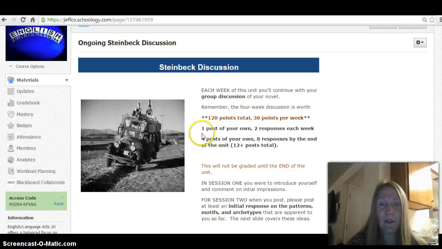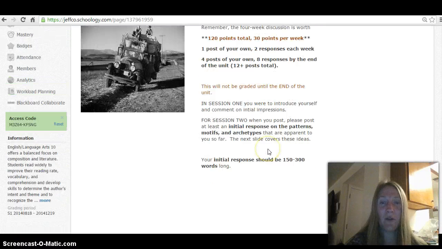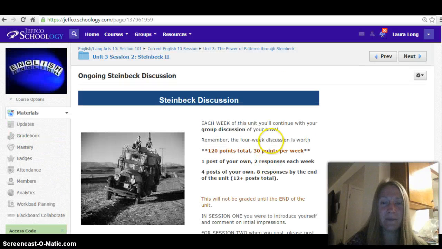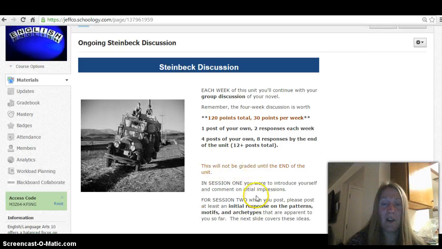So while I'll be looking for the same thing on the rubric that you would normally do, one post per week of your own, 2 responses each week, by the end you'd have 4 total, 8 responses, 12 total. It won't be graded until the very end. So in session 1, you were to go on and introduce yourself and comment on your initial impressions of the book, the setting, the characters, what you think of the language, anything that got your attention as you started off.